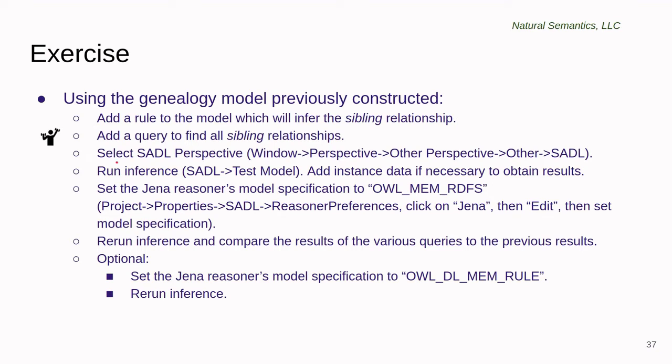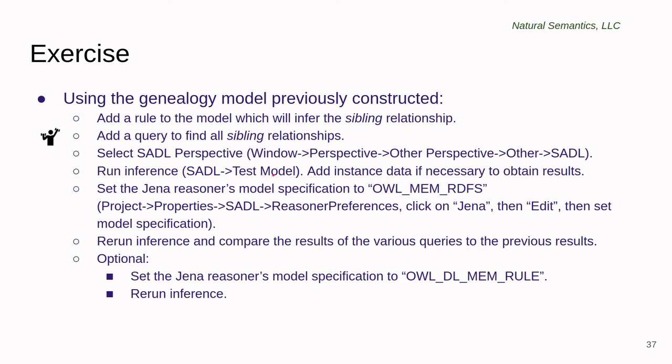Now you're ready to exercise the query. Select the Saddle perspective. That would be from Window, Perspective, Other Perspectives, Other, Saddle. When you get to the Saddle perspective, then you can run inference. From the Saddle drop-down menu, you can select Test Model.